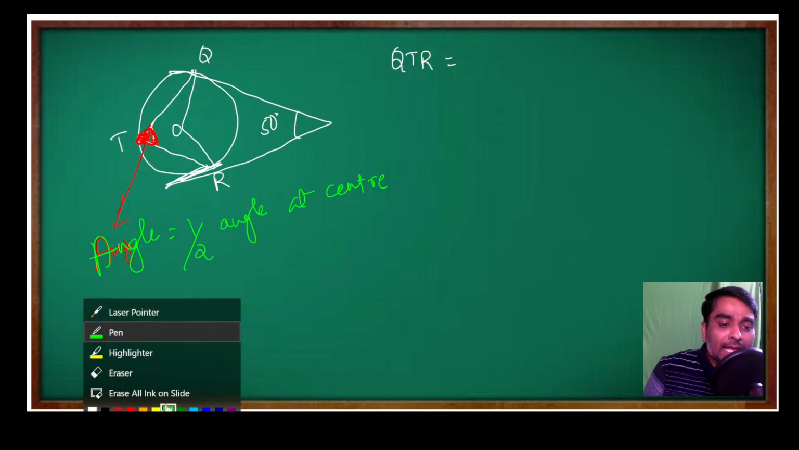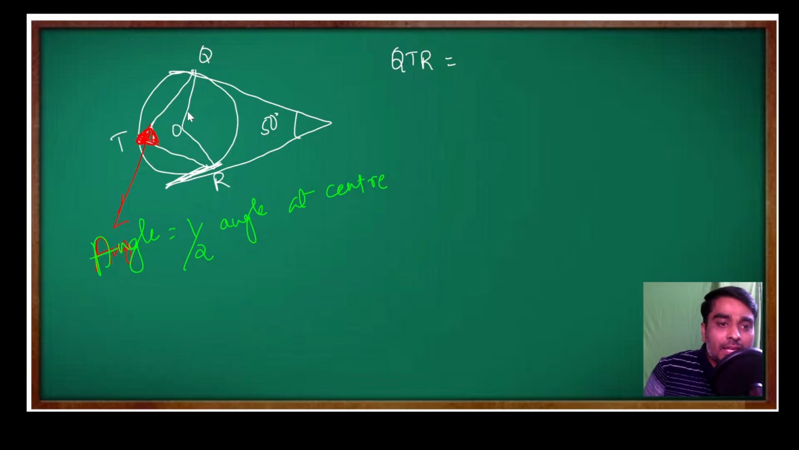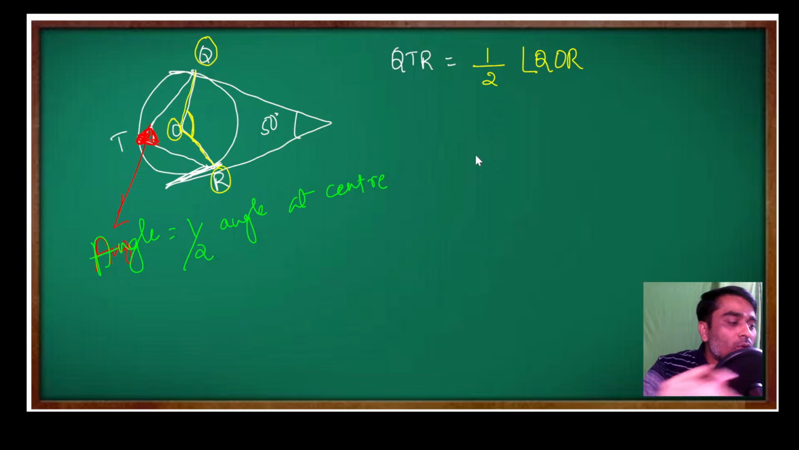Now which is the angle at the center? Here is the angle at the center, QOR. That means QTR should be half of QOR. Now how to find QOR is the first question. If you get QOR, then very easily you just take half of that and finish.